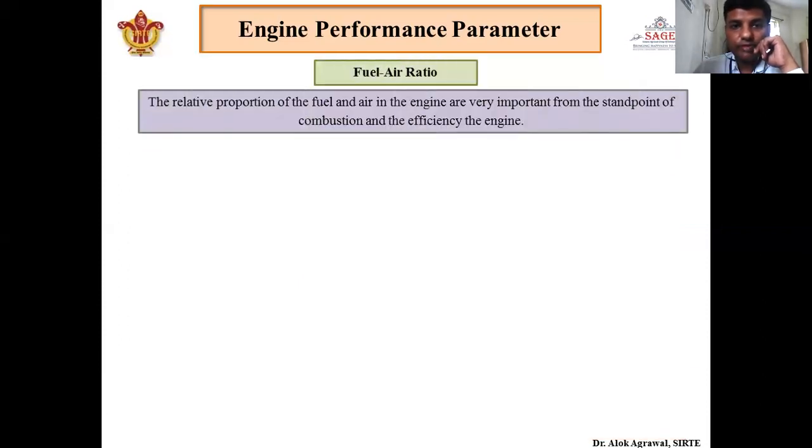The next performance parameter is fuel air ratio. The relative proportion of fuel and air in the engine is very important because it determines how effective your combustion will be. This fuel air ratio is very important for determining the efficiency of the engine. Fuel air ratio is defined as mass of fuel divided by mass of air, and air fuel ratio is equal to mass of air divided by mass of fuel.